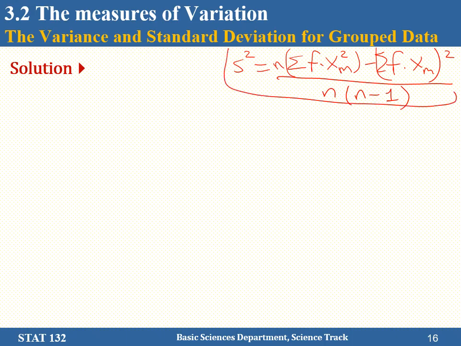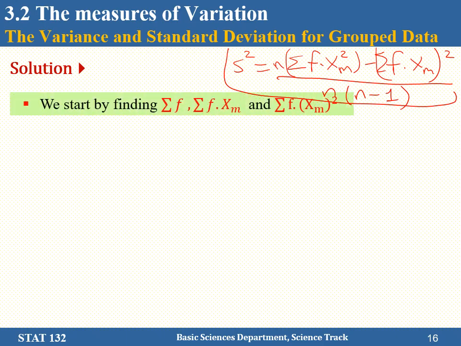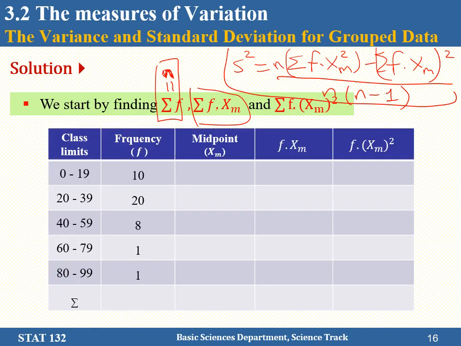In order to use it, we need to find n, which is the sum of the frequencies. Then we need the sum of the products of frequency and the midpoint, and then the sum of the products of f times the midpoint squared. The best way to do it is to make a table and carry out the calculations on the table.